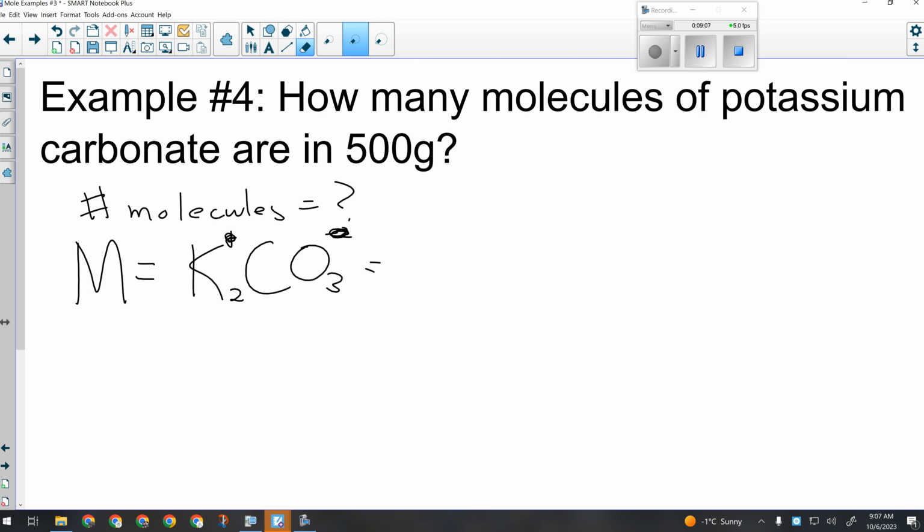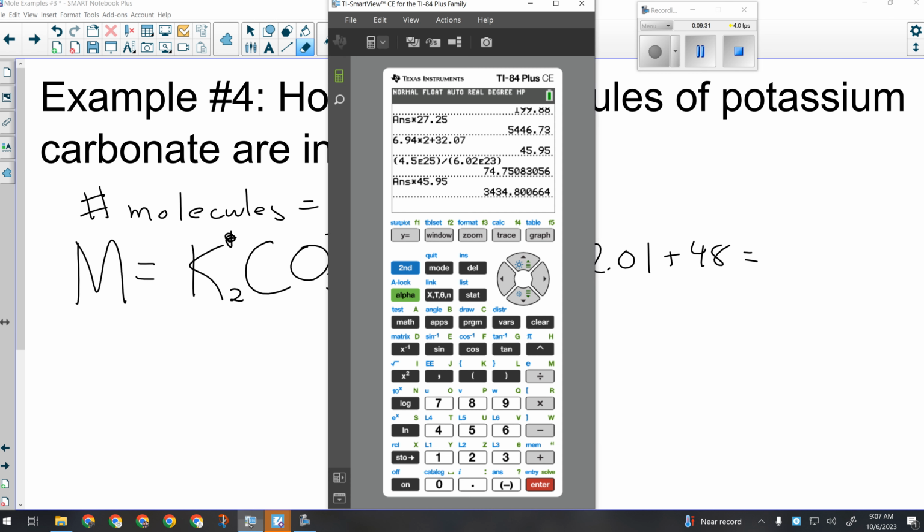All right, so for potassium, why am I forgetting? 39. Just look at it clear. 39.10. Okay. Times 2, because there are 2 of them. How many carbons are there? 1. 12.01. How many oxygens are there? 3. 16 times 3 is 48. All right. 39.1 plus 12.01 plus 48. 99.11.